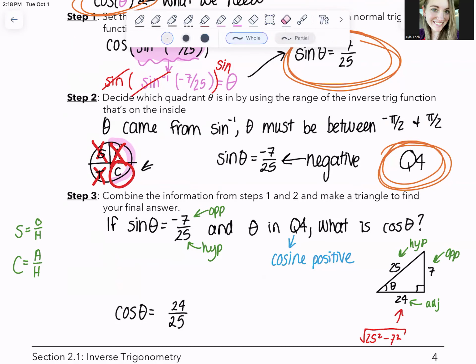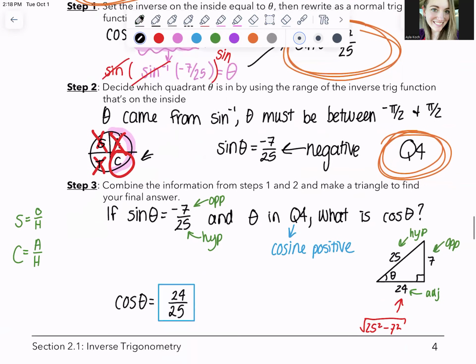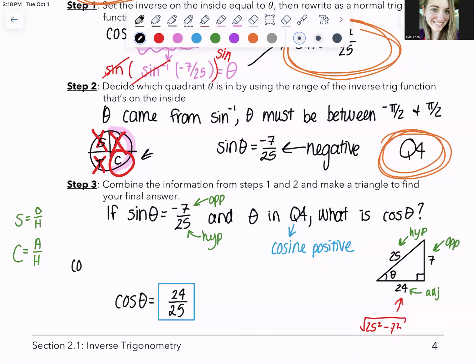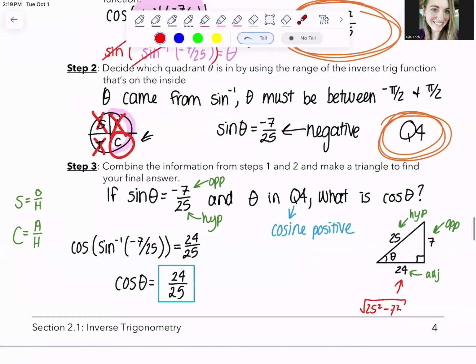I'm going to get rid of the positive sign because we don't really need that. And that's our answer. It's really more than that, though. What we're really saying is that cosine of sine inverse of -7/25 is 24/25. We just said that this whole thing was theta, so we could simplify it that way. But that's how these ones go. So let's do a few more examples.